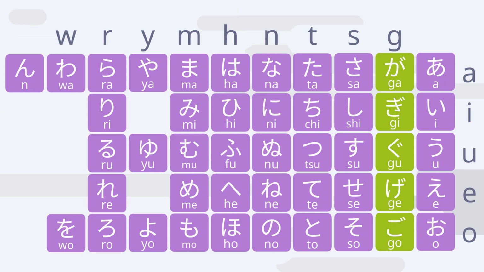We learned the characters ga, gi, gu, ge, go. In the next lesson, we'll go over the characters sa, shi, su, se, so.